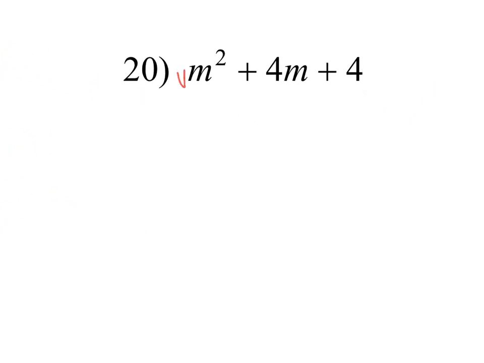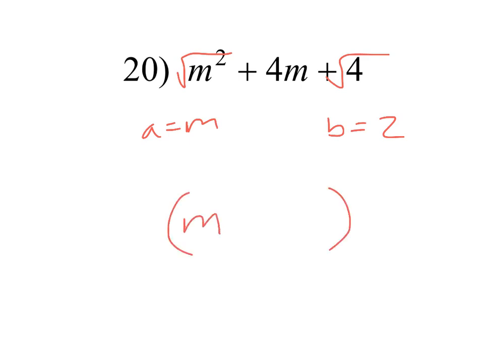Alright. Okay, so now to find our a and b, we need to take the square root of the first and the square root of the last. So what do we get for a? And what do we get for b? So what's our answer? 2 squared. So we have m plus 2 squared. And the reason why we have a plus sign is because we have 2 plus signs in our original equation.